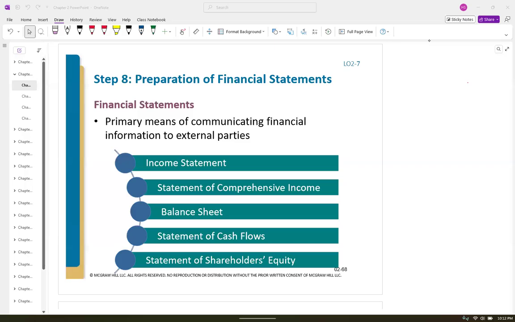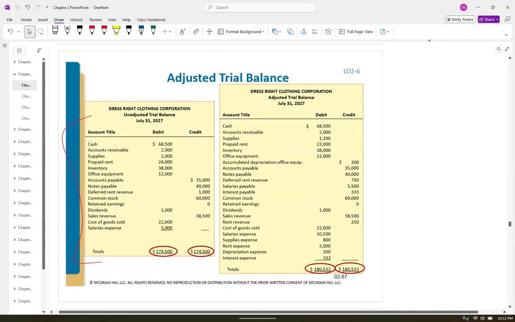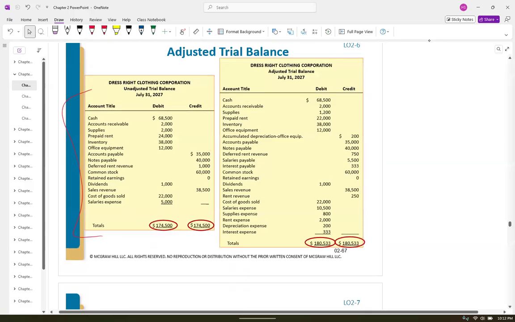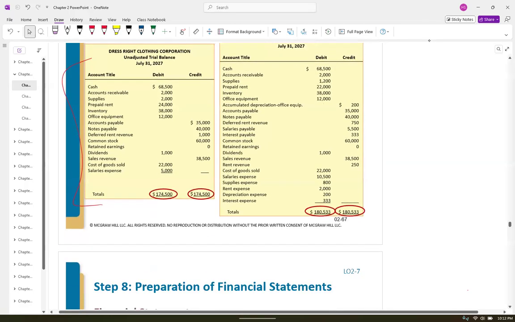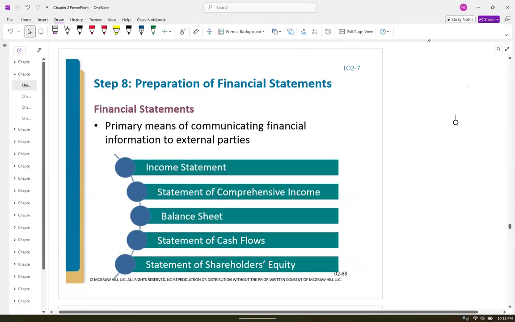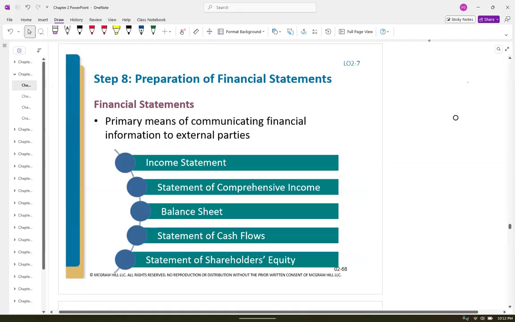All right, so we're on step 8, preparation of the financial statements. We left off on the adjusted trial balance after we did the adjusting entries. So now I'm hoping we can finish this process up with this last video. We have the list of financial statements.